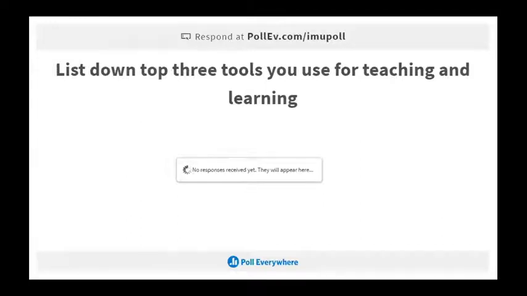If I need maybe help from you, can you type in and see if you're able to key in your tool? Sure. You need to key in pollev.com/IMU poll. Yes, Moodle, thanks. Yeah, I'm getting responses now.